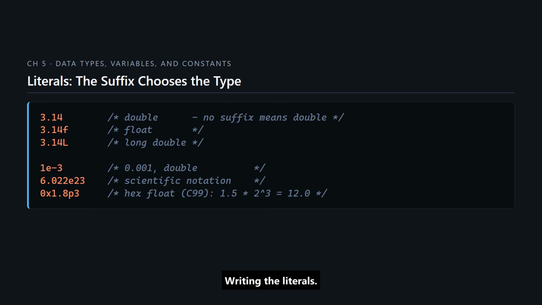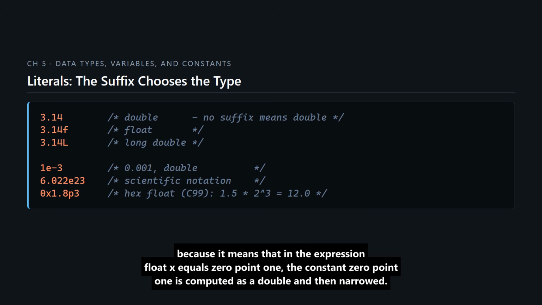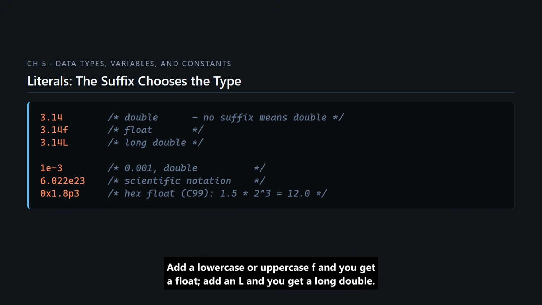Writing the literals. A number with a decimal point and no suffix is a double. That is the default, and it is worth knowing, because it means that in the expression float x equals 0.1, the constant 0.1 is computed as a double and then narrowed. Add a lowercase or uppercase f and you get a float. Add an L and you get a long double.